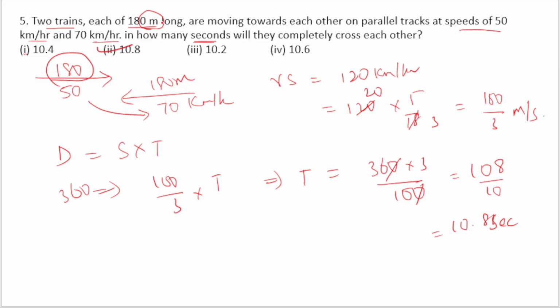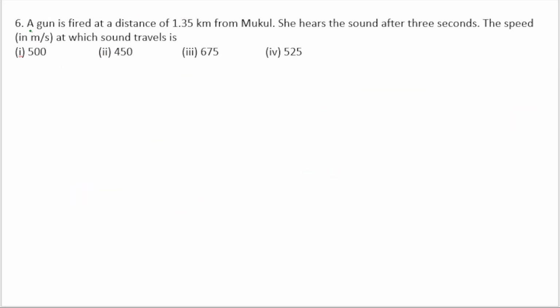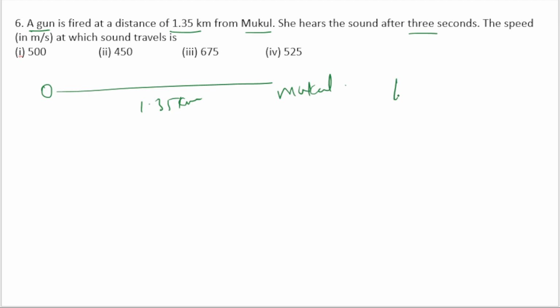Second option. Next question. A gun is fired at a distance of 1.35 kilometers from Mukul. Okay. See, this is a gun and it is fired at a distance of 1.35 kilometers from Mukul. Okay, this is Mukul. She hears the sound after 3 seconds. So the time taken is 3 seconds.